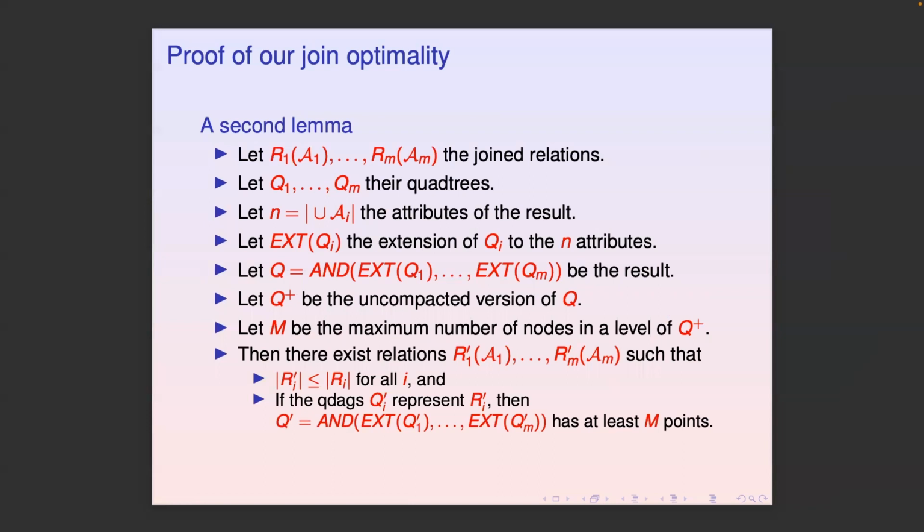A second lemma says that there exists a relation that is as bad as the amount of work you do. You have the joined relations, the quadtrees, the number of attributes in the result, the extended relations, your output, which is the AND of the extensions, and Q plus is the uncompacted version, and M is as before, the maximum number of nodes in a level of this. Then there exist relations, over the same attributes and up to the same size, so that the Q dag of the compacted result, the actual result of the join, has at least M points. So if you work some function of M, something that multiplies M, then there is a relation that actually has M points in the result.